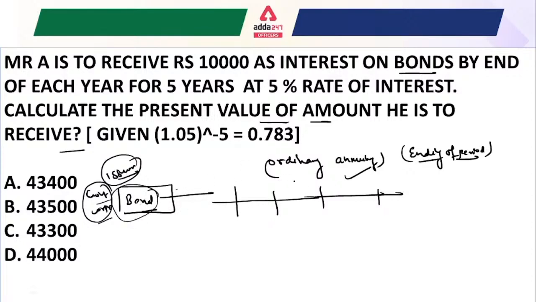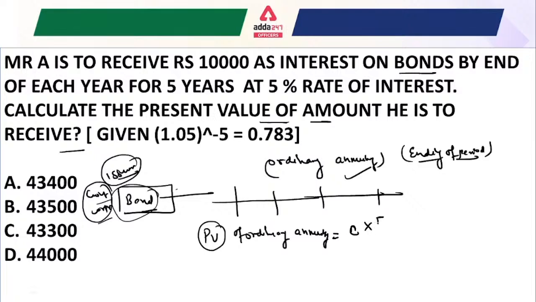So this is the case where Mr. A is to receive 10,000 as interest on the bonds at the end of each year. So again this is a question on annuity, and we have to calculate the present value of the ordinary annuity. So we know the formula, that is cash flow.